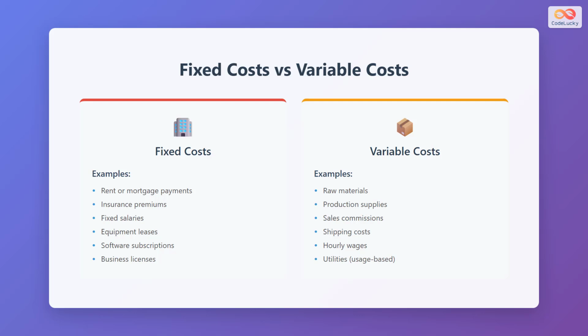Let me explain the difference between fixed and variable costs with practical examples. Fixed costs include expenses like rent or mortgage payments, insurance premiums, fixed salaries, equipment leases, software subscriptions, and business licenses. These costs remain the same whether you sell 1 unit or 1,000 units. Variable costs, on the other hand, include raw materials, production supplies, sales commissions, shipping costs, hourly wages, and usage-based utilities.